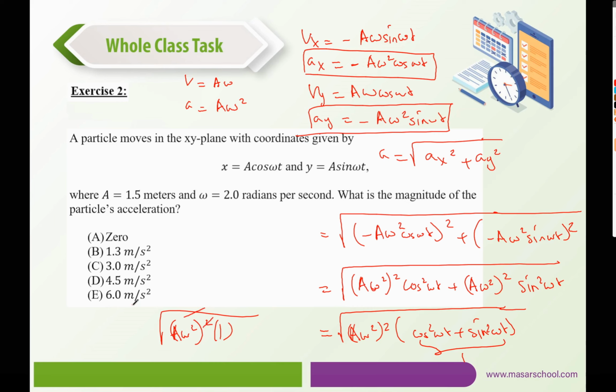So that is the radical of A omega square multiplied by 1, so this cancels with that. Then a is 1.5 multiplied by 2 to the power 2, then 3 times 2, which is 6 meters per second squared, which makes E the correct answer.